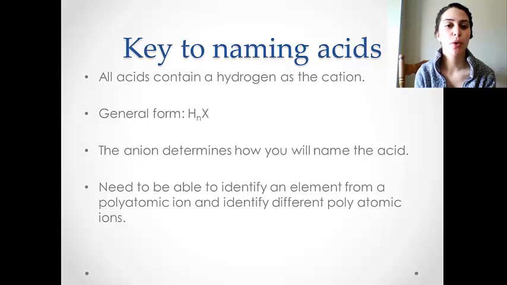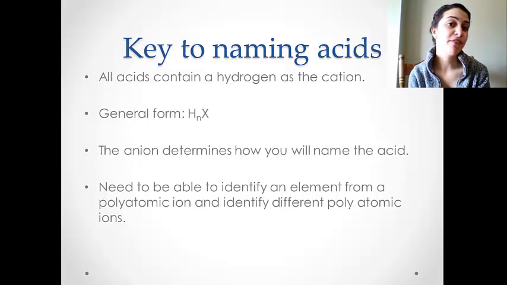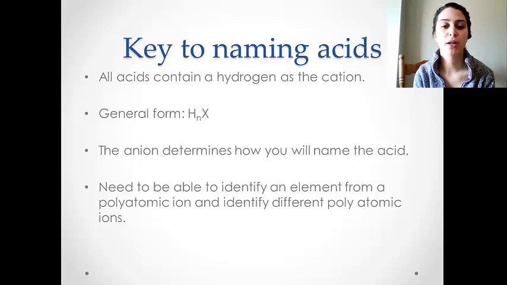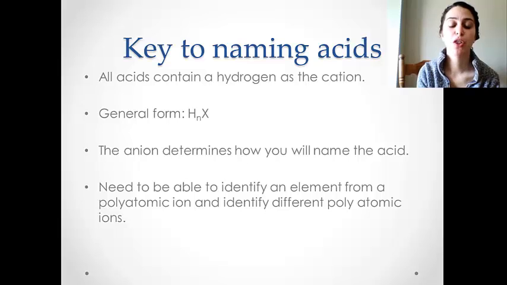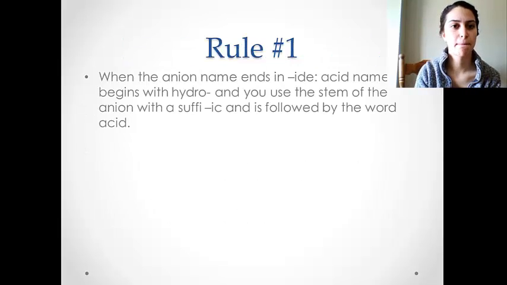So in order to be able to name acids, you need to be able to do a couple different things. And that's identify whether the anion is an element or a polyatomic ion. And then if it is a polyatomic ion, you need to be able to identify the name of the specific polyatomic ion. And that's simple. You just look at your chart and it tells you the name. So if you can do those two things, you'll be all set for naming acids.